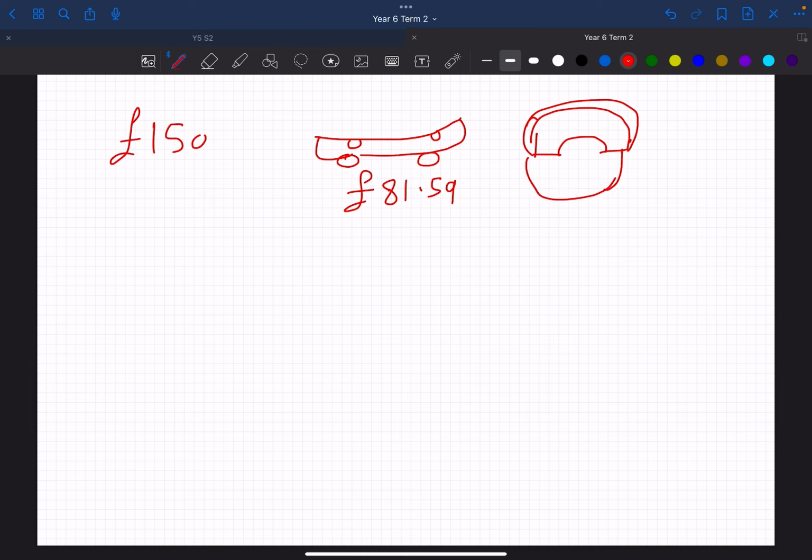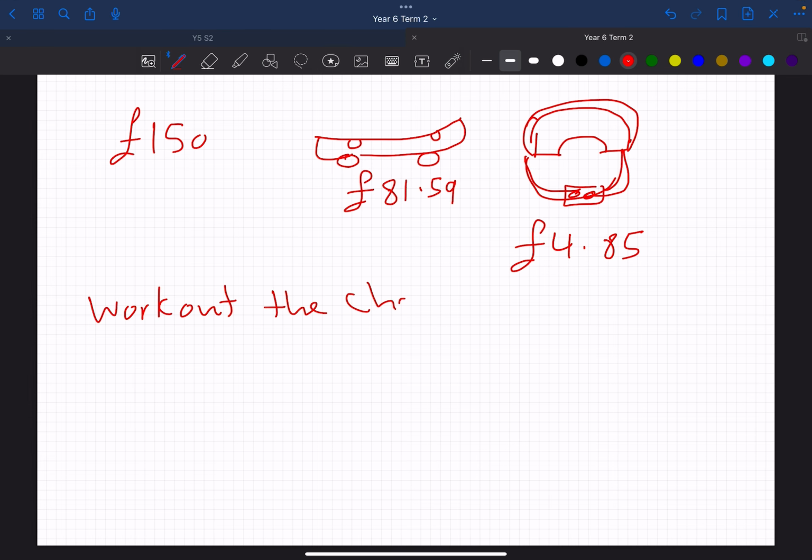So you have a helmet that costs 4.85 pounds. I will ask you to work out the change. In math, change means subtraction. But here we have "and". You have a skateboard and a helmet. So we have two keywords: we have "and" and we have "change".